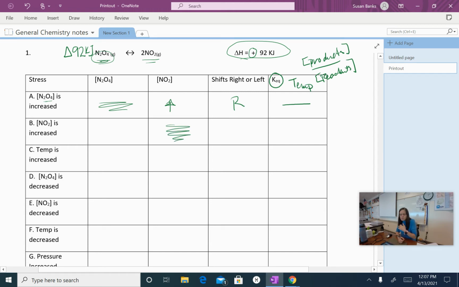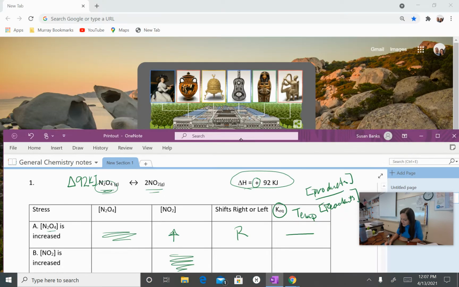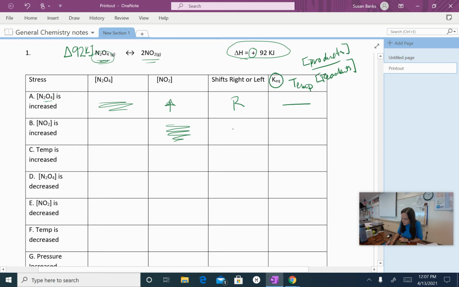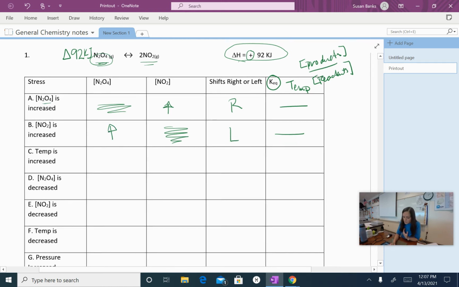Nitrogen dioxide is increased, so we're going to blank that out. Okay, so if nitrogen dioxide is increased, that makes our product side really heavy. So we're going to shift to our reactant side. So we're going to shift left. Whoa, let's bring that back up. We're going to shift left. We didn't change the temperature, so our equilibrium constant is not changing. That means our concentration of dinitrogen tetraoxide is going to go up because we're going to make more of those reactants.